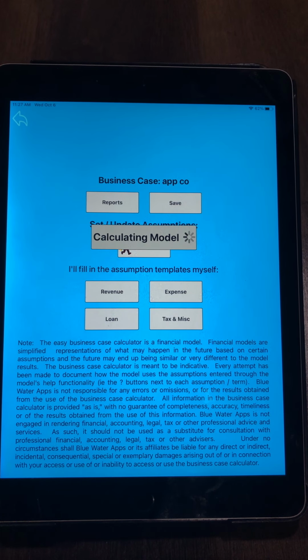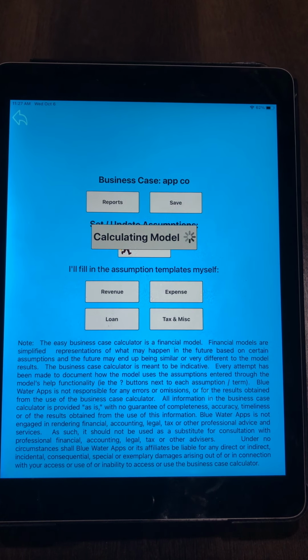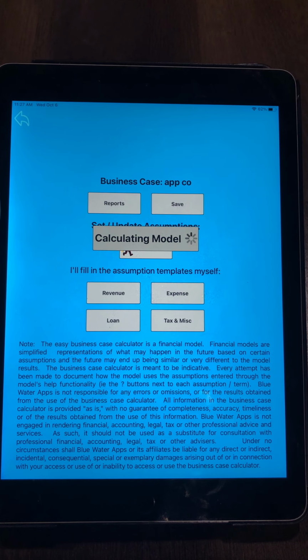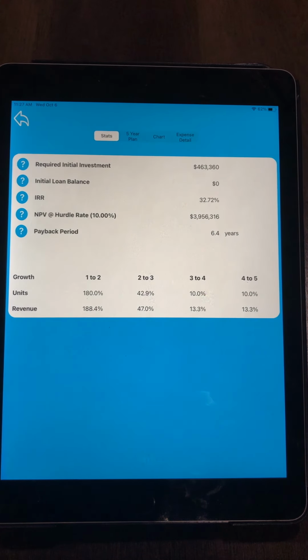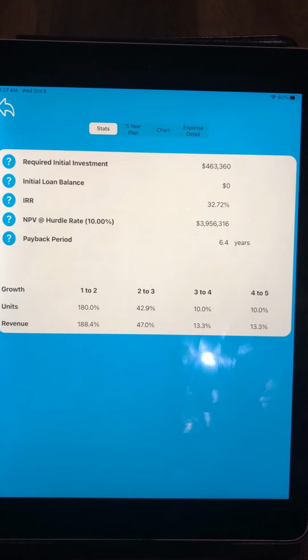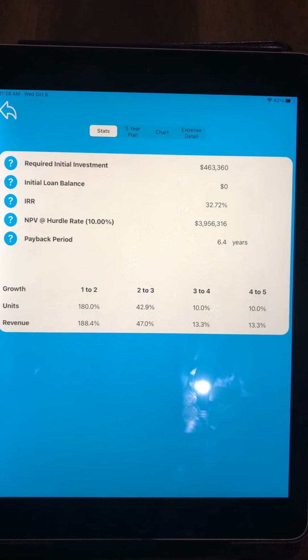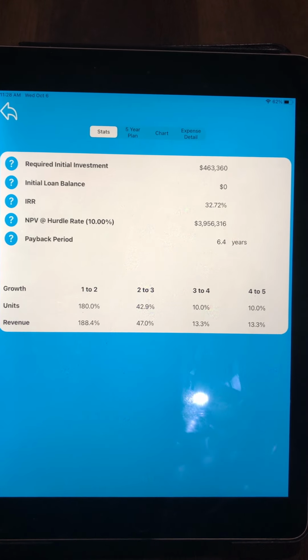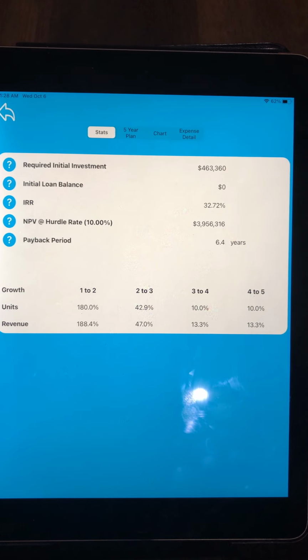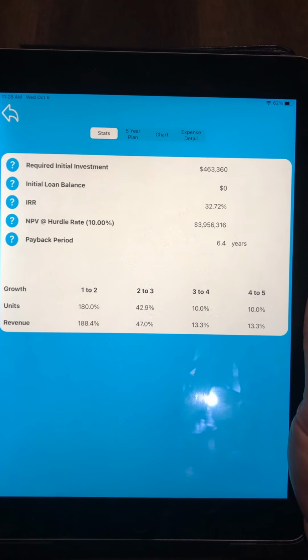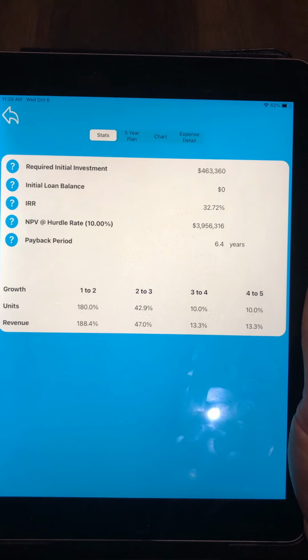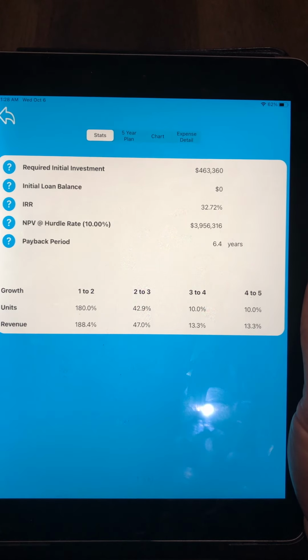Now this will take a couple seconds because I'm projecting 20 years of financials. And here we are. So here's the first tab that's going to just give you some basic stats. You can see this is going to take $463,360 as a required initial investment on my part. I have an IRR of 32.7, which is excellent.